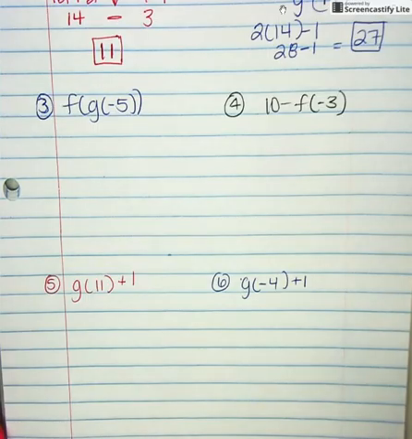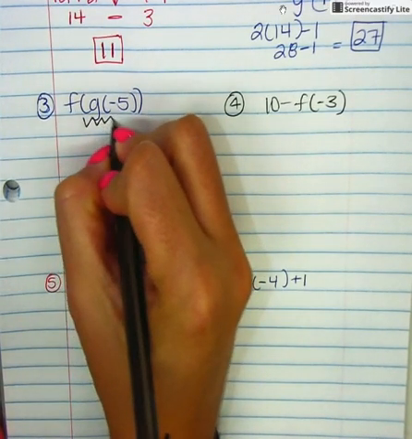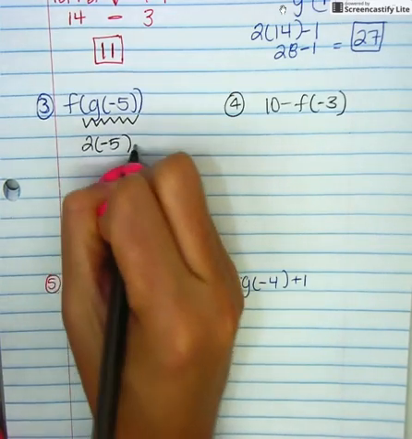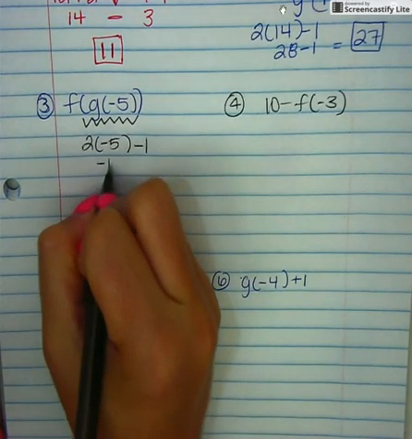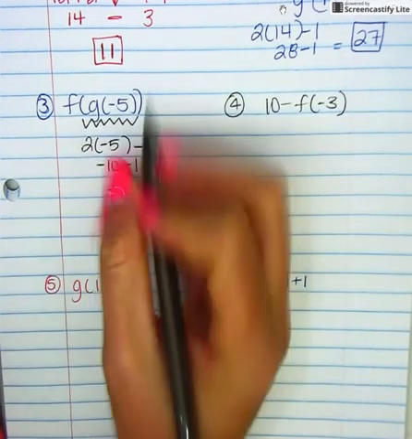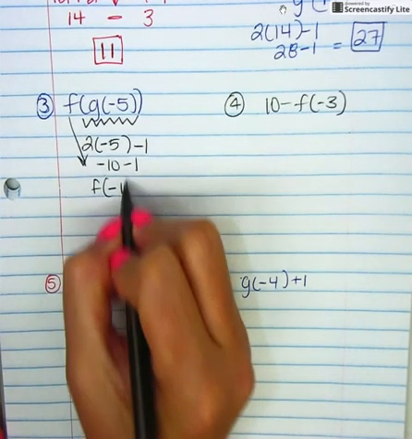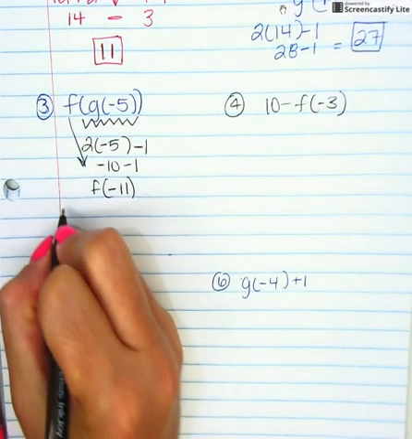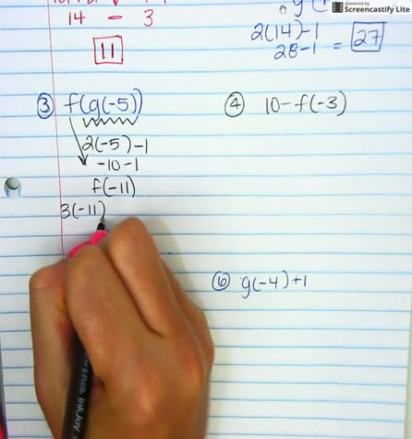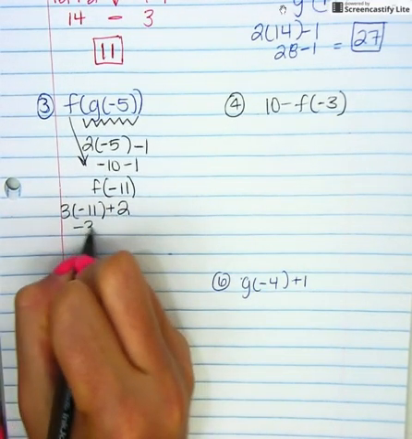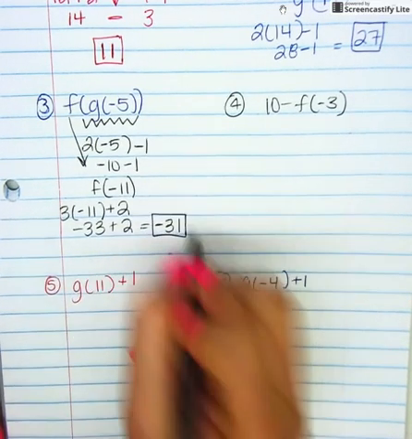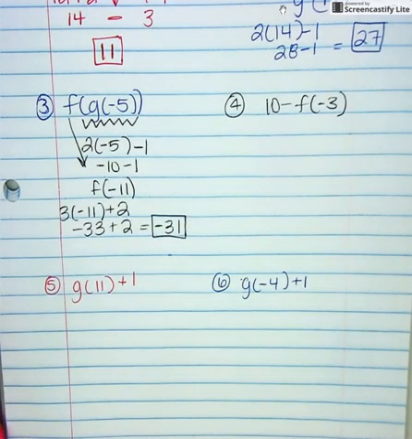Problem number 3, I'm going to start with g of negative 5. So 2 times negative 5 minus 1. Negative 10 minus 1 is negative 11. Bring down the f. And f of negative 11 would be 3 times negative 11 plus 2, which gives me a final answer of negative 31.